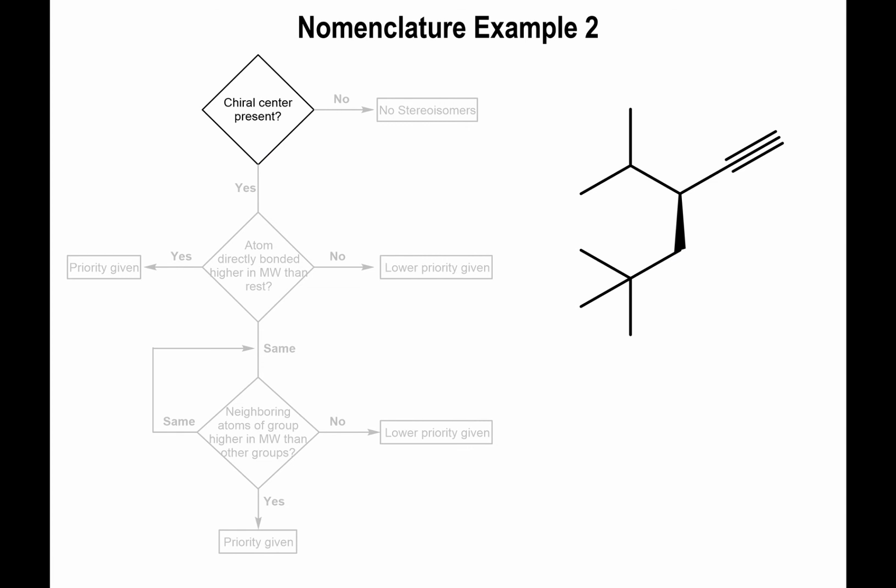Alright, so in the next video, I'm going to show you a set of examples where we're going to do the same thing, looking for these chiral centers and determining the priorities of different groups. And these examples are going to be a little bit more difficult than the one we just did. So I'll see you in the next video.